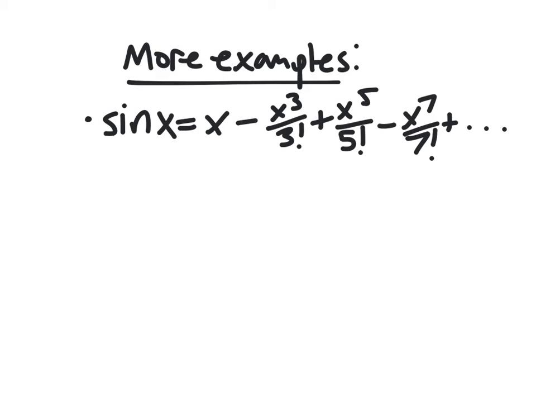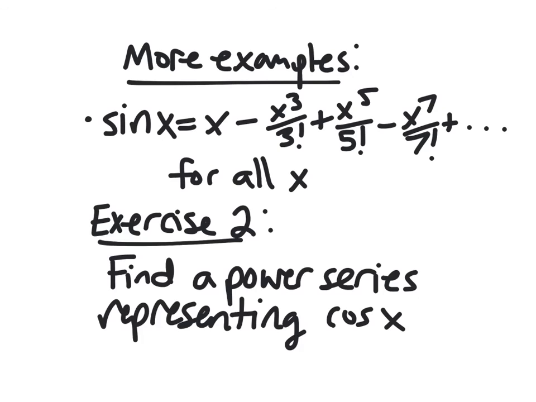So this also works for some trig functions as well. Sine of x can be represented as this infinite series, which looks like all of the odd terms in e to the x, but with alternating signs. And this is also true for all x. So this would converge everywhere. And so for your next exercise, I want you to find a power series representing cosine of x. So think about sine. How do we get from sine to cosine? What is something we could do to all of these terms to get to another infinite series giving us cosine? So that's my hint there.